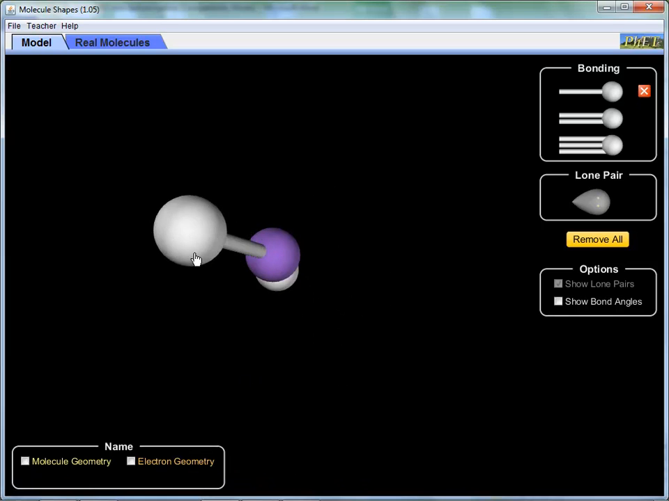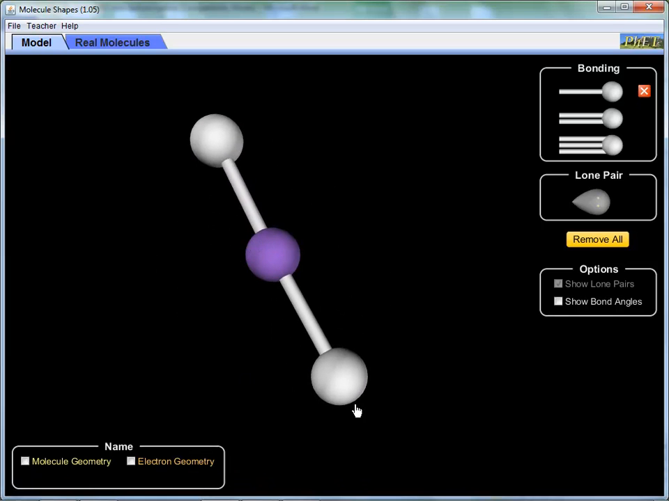Okay. So we're going to talk about total a lot. We have the total valence electrons, but that's not the total I'm talking about. I'm talking about the total number of things surrounding that center atom. The center atom is always the purple guy in the middle. So I've got 2 atoms surrounding it, and for all this naming to work, the surrounding atoms have to be identical. So this shape is linear.